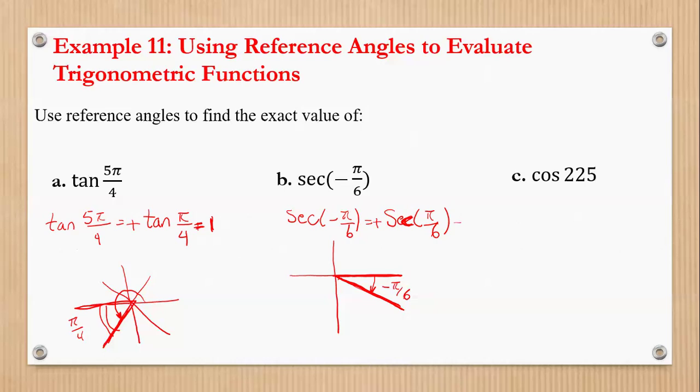And what is the secant of pi over 6? That's exactly 1 over cosine of pi over 6. Pi over 6 means a 30-degree angle, and the cosine of a 30-degree angle is root 3 over 2. If you flip this, it gives you 2 over root 3. And 2 over root 3 needs to be rationalized. So the final answer is 2 root 3 over 3.